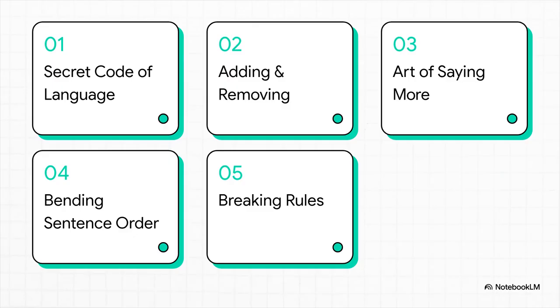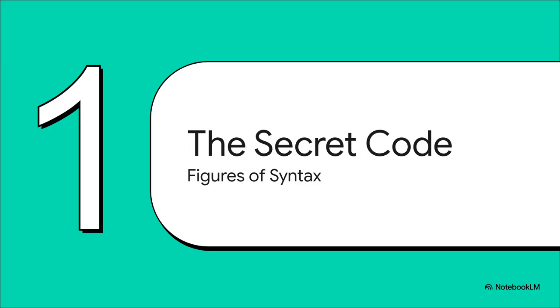We've got 5 drawers in this toolkit we're going to look through. We'll start by cracking the secret code of language itself. Then we'll see how to play with rhythm by adding or taking away words. After that, we'll get into the art of saying more, how to bend a sentence's shape, and, my favorite, when it's actually a good idea to break the rules for a big payoff. Let's do this.